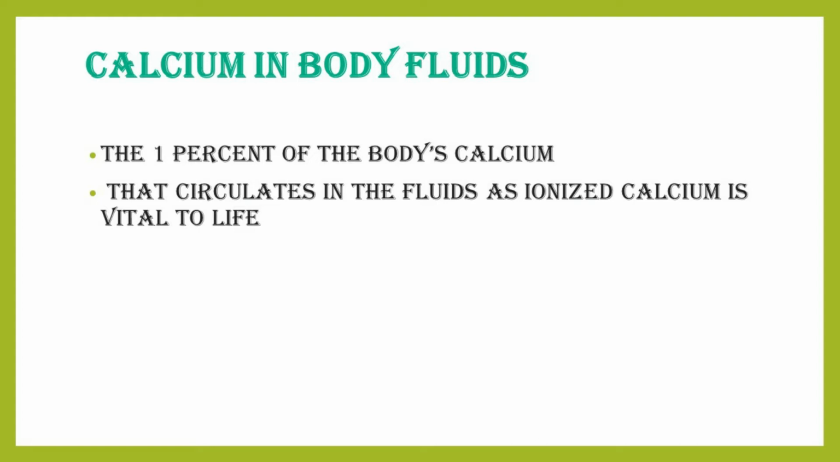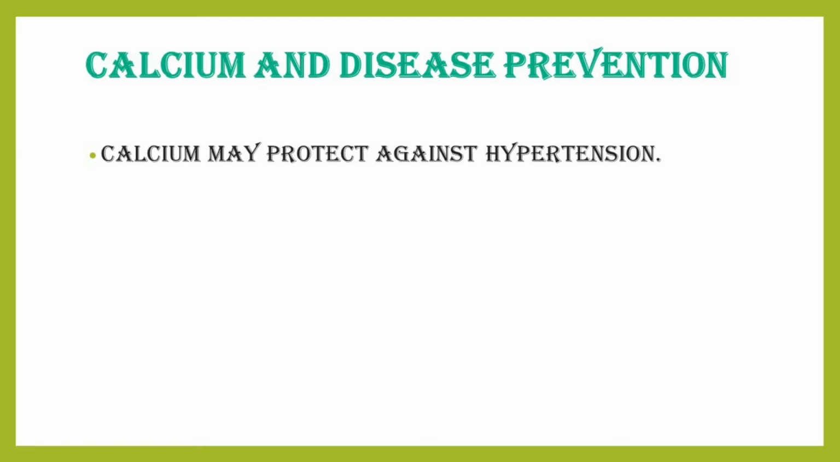Calcium also activates a protein called calmodulin. This protein relays messages from the cell surface to the inside of the cell. Several of these messages help to maintain normal blood pressure. Calcium may protect against hypertension.